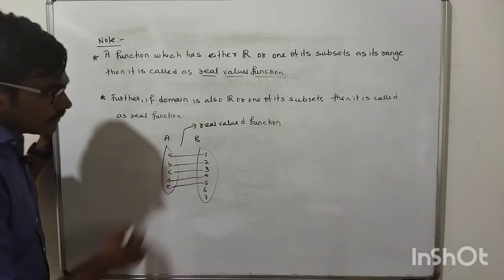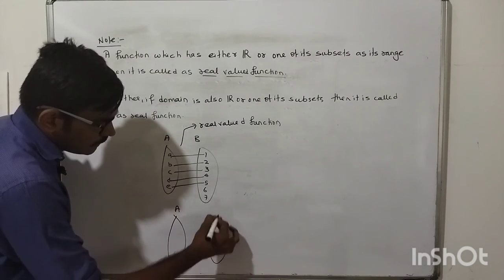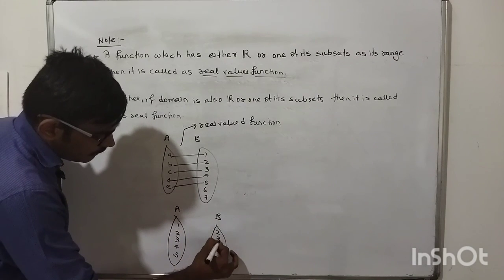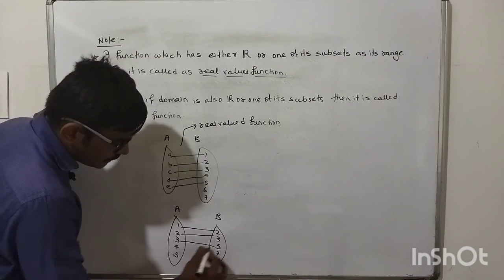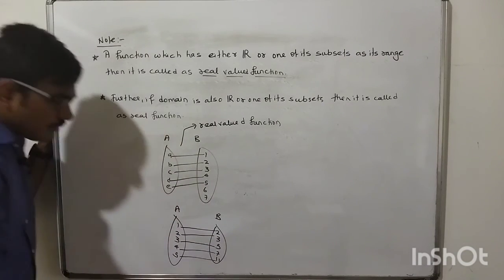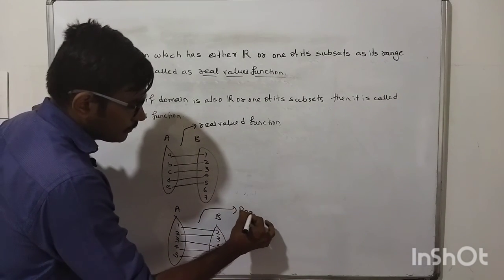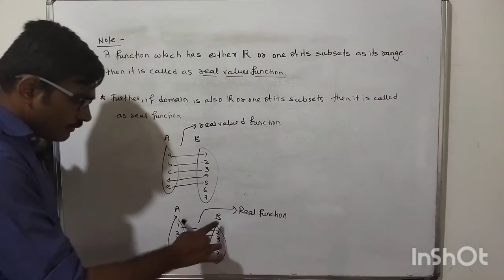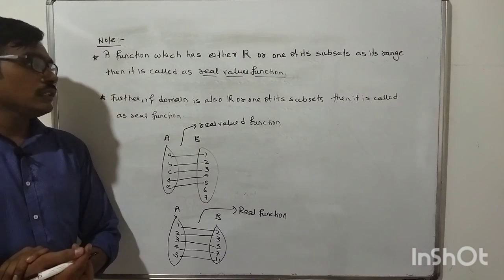Similarly, if the domain is also a set of real numbers, then it is called a real function. For example, A is 1, 2, 3, 4, 5 and B is 2, 3, 5, 7, 11. So if the domain is also a subset of the set of real numbers, then this is called a real function.